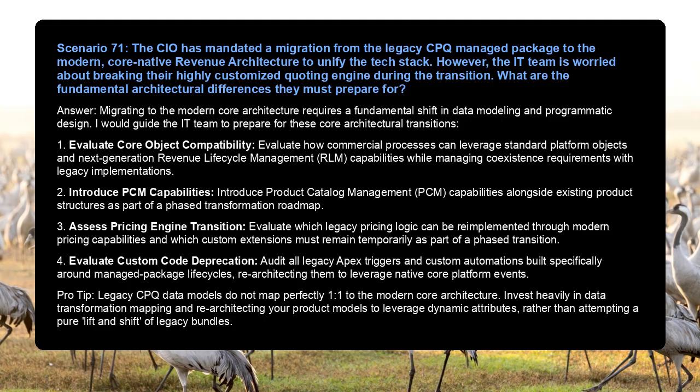4. Evaluate custom code deprecation. Audit all legacy Apex triggers and custom automations built specifically around managed package lifecycles, re-architecting them to leverage native core platform events. Pro tip: legacy CPQ data models do not map perfectly one-to-one to the modern core architecture. Invest heavily in data transformation mapping and re-architecting your product models to leverage dynamic attributes, rather than attempting a pure lift and shift of legacy bundles.